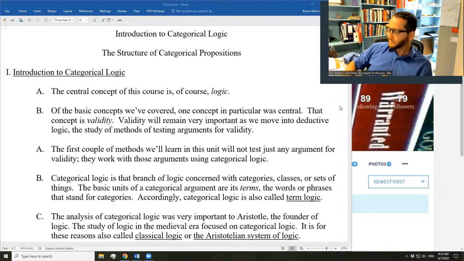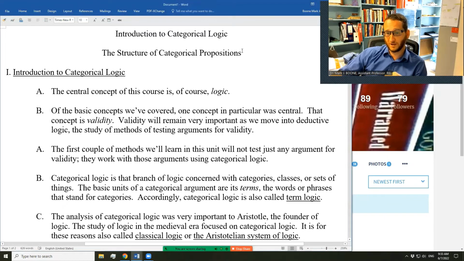All right, this is too much review. Let's talk about categorical logic, a very brief introduction, and especially a brief introduction to categorical propositions.